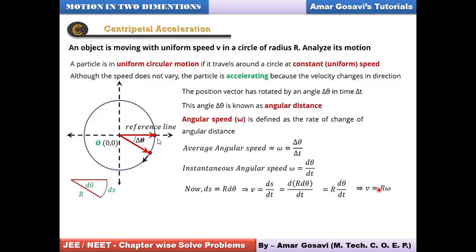Initially, let's talk about the diagram first. So the particle is at this position. The central reference is 0, 0. After time interval t, the particle takes a new position. Obviously, the displacement at the center is del theta. Now, del theta is angular displacement taking place in time del t, so average angular speed will be given as del theta by del t. But instantaneous, if you want, at a given instant, it will be d theta by dt.